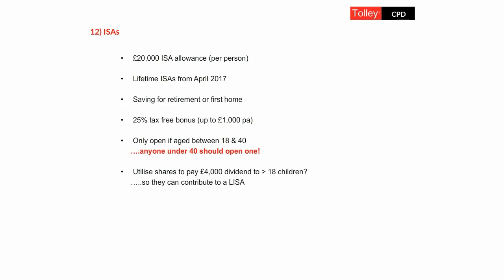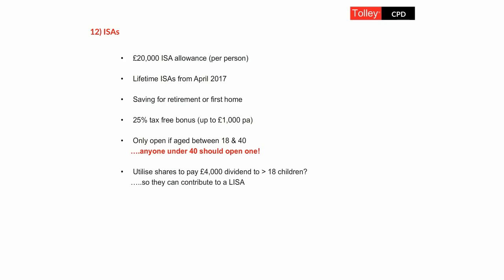It's also worth considering utilising shares in your trading company to pay a £4,000 dividend to your child over the age of 18, so they can contribute into a LISA. If you're a parent wondering how on earth your child is going to afford to buy a home, and when you look at the problems with buying first homes, it tends to be getting the deposit together. And if you may feel that you want to help with your child's deposit, then thinking early and extracting via your company and then into a LISA from there, that's a very efficient means of extraction.